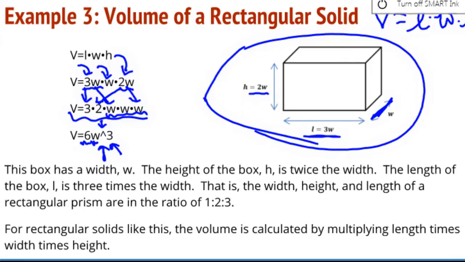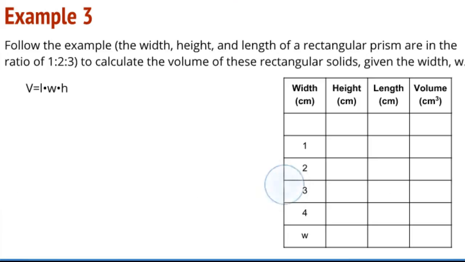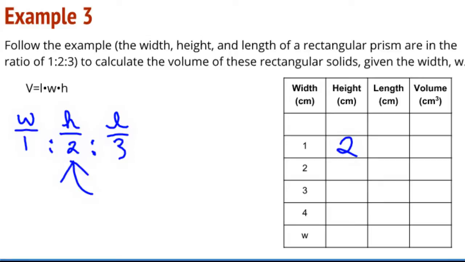So we're going to use our special case here and play with a table of information. So we have the width, height, and length. Width is 1, height is 2, and length is 3. A ratio of 1 to 2 to 3. So if the width is 1, what is the height? Well, the height's a 2. We've got a ratio of 1 to 2. If the width is 1, the length is 3. We've got a ratio of 1 to 3.